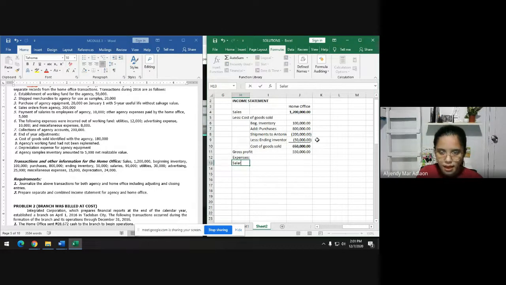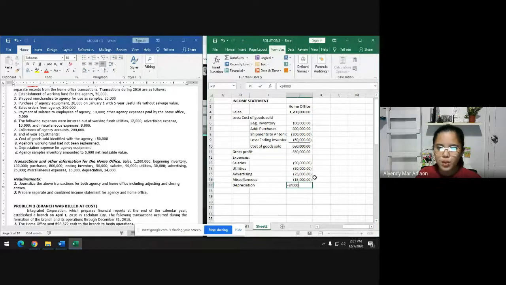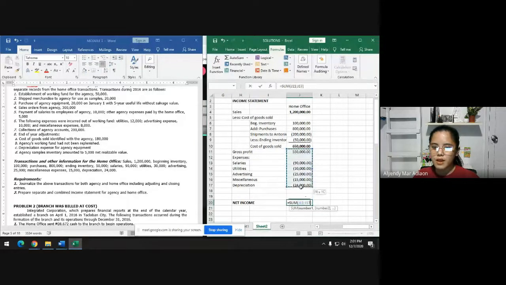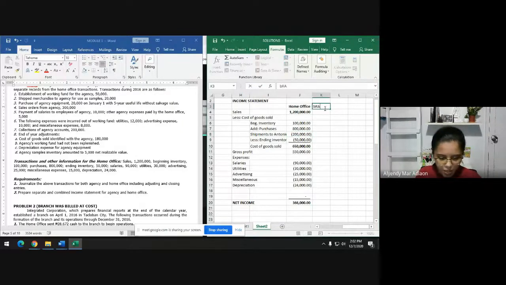So, first we have salaries, utilities, advertising, miscellaneous, and depreciation. Okay, so you just list down everything. You have their salaries of 90,000, utilities of 30,000, advertising of 25,000, miscellaneous expense 15,000, and depreciation 24,000. So the net income now on the part of the home office is gross profit minus all of these. So you have there 366,000 for the home office. Now how about the branch?